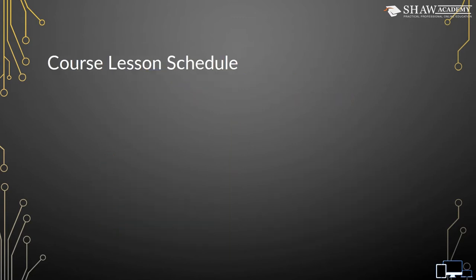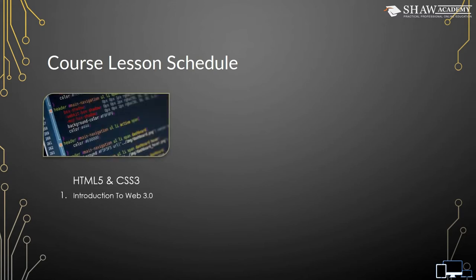The course lesson schedule might be slightly different from what you see on the site. I know that they're still updating my course outline, but I'll give you exactly what we're going to be covering now. I've split this up into 3 semesters, 4 weeks each, so 4, 8, 12, and that will be 8 lessons per semester. Our first semester, the one that we're in now, is all about HTML5 and CSS3. Lesson 1 is Introduction to Web 3.0, and we'll be talking about that in a little while.